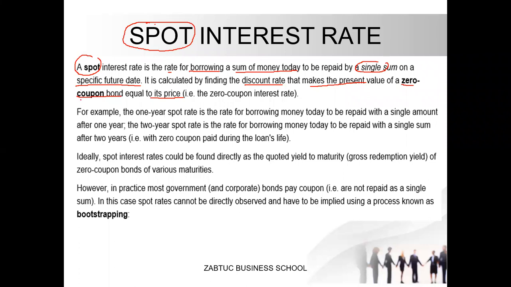Let's continue with the concept of spot. For example, the 1-year spot rate is the rate for borrowing money today to be repaid in a single amount after 1 year. The 2-year spot rate is the rate for borrowing money today to be repaid with a single sum after 2 years.